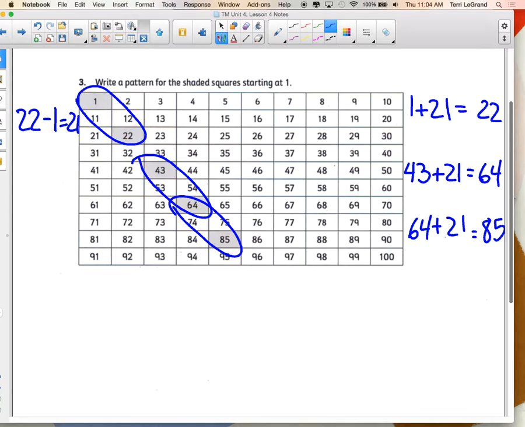Okay. So what's our algebraic pattern then? N plus 21. Okay. Questions? Are you getting pretty good at seeing these patterns and figuring them out? Yeah? Okay. Let's get out some loose leaf.